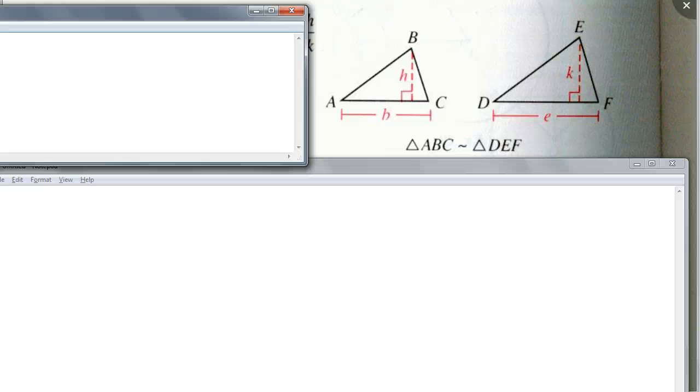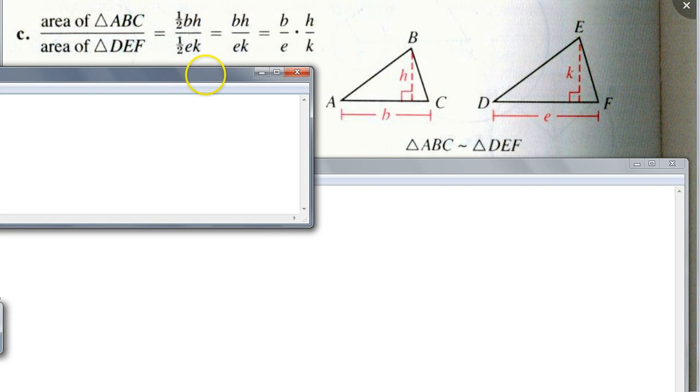1/2 times EK is correct. So let's write it down. Let's compare these two areas. And I get half cancels out. I get B over E times H over K. Right? Unlike last time, things don't cancel out.